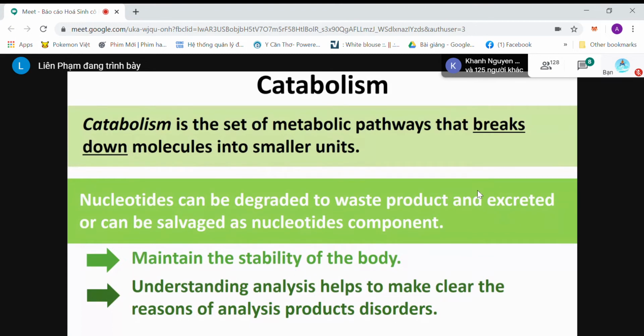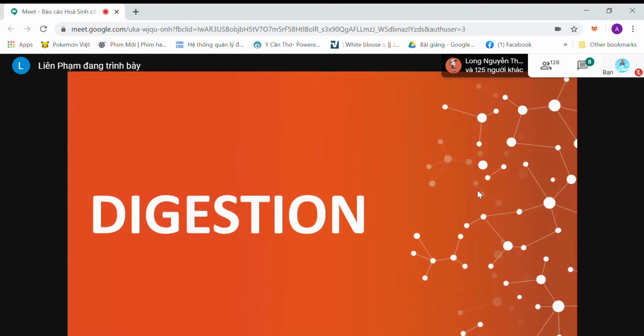Catabolic processes either decompose molecules to release energy or are used in other anabolic reactions. They help to maintain the stability of our body. The breakdown of DNA and RNA occurs continuously in the cell, so understanding catabolism can help to clarify the reasons for catabolic process disorders. That's all the basic things about metabolism.